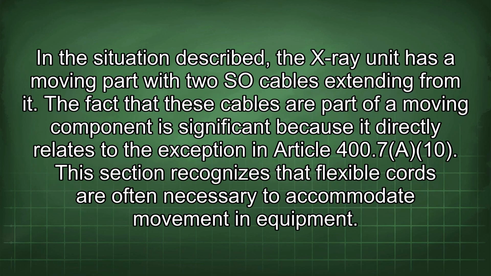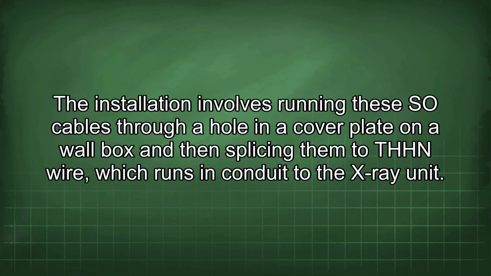In the situation described, the X-ray unit has a moving part with two SO cables extending from it. The fact that these cables are part of a moving component is significant because it directly relates to the exception in Article 400.7. This section recognizes that flexible cords are often necessary to accommodate movement in equipment. The installation involves running these SO cables through a hole in a cover plate on a wall box and then splicing them to THHN wire, which runs in conduit to the X-ray unit.